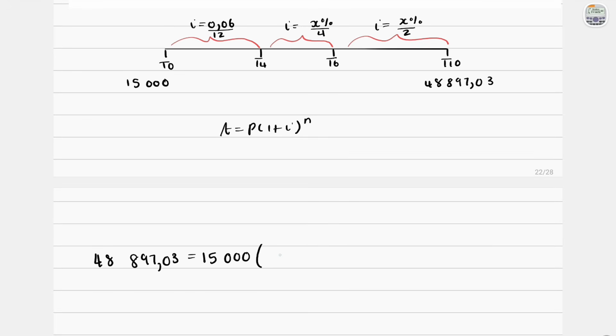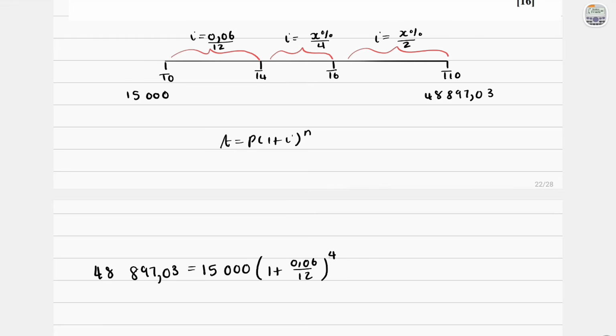Just remember that. So it's going to be 1 plus, and the first interest rate is 0.06 over 12. And this lasts for how long? From T0 to T4, which is 4 years. Okay, but remember that this is 4, but you need to multiply it still by 12. The reason is it's compounded monthly now. So you need to ensure that this is in terms of months, okay? And it earns interest every month.